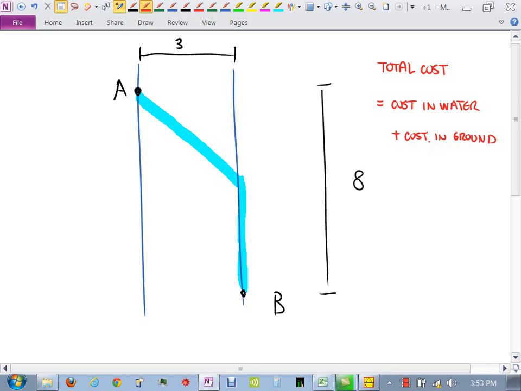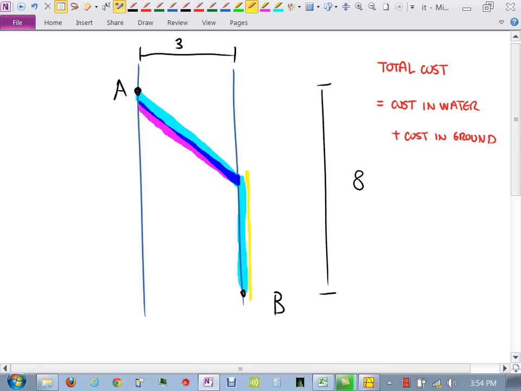So I need to know how long, I'm going to change this to purple now. I need to know how long that purplish blue is, right? Because I'll take that number and multiply it by what? How much are we charging to go underwater? 6. So I'll multiply it times 6, right? And then I need to know how long this yellow is. And I'll take that and I'll multiply that by 8.